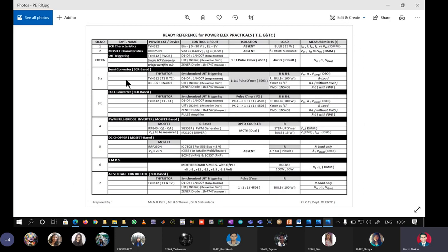And then similarly, in the semi converter, we are supposed to measure VL AVG, and in the AC voltage controller, we are supposed to measure VL RMS. So everything is given in great detail. If you have performed the experiments in the semester sincerely and attentively, then this ready reference sheet will be of great help to revise that.